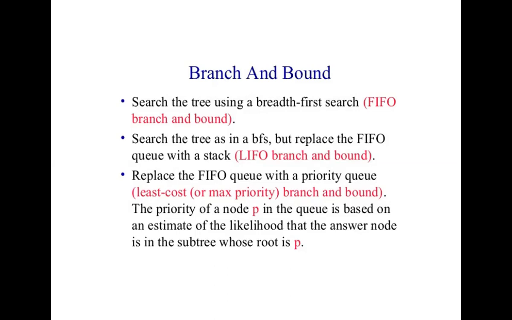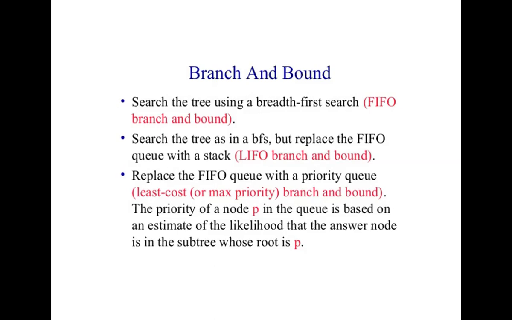Okay, branch and bound is used for solving optimization problems. It performs a graph traversal on the state space tree using BFS. In backtracking, we are using DFS, but here we are using BFS.